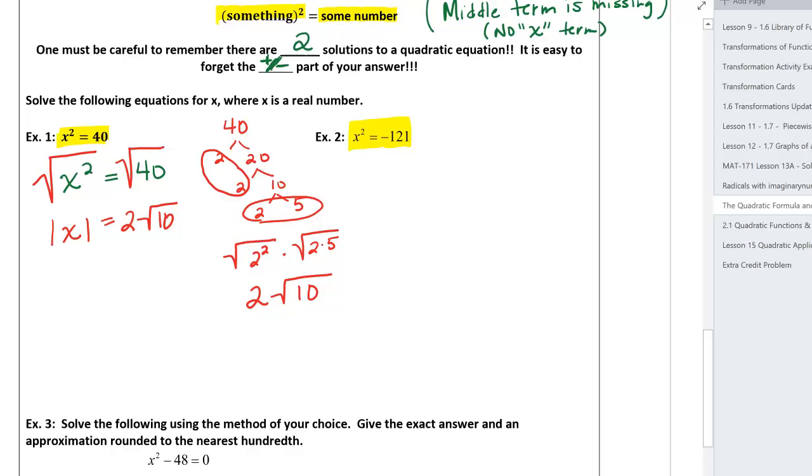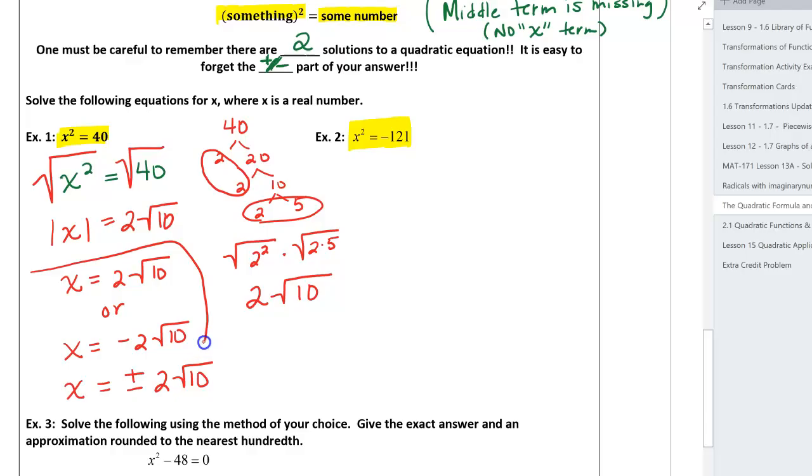But remember, when you're solving an absolute value equation, then you have two answers. x could either be 2 times the square root of 10, or x could be negative 2 times the square root of 10. And a lot of times we see mathematicians write that like this, much like you see it appear in the quadratic formula. But remember, there are two answers, and this is what they are separated out.